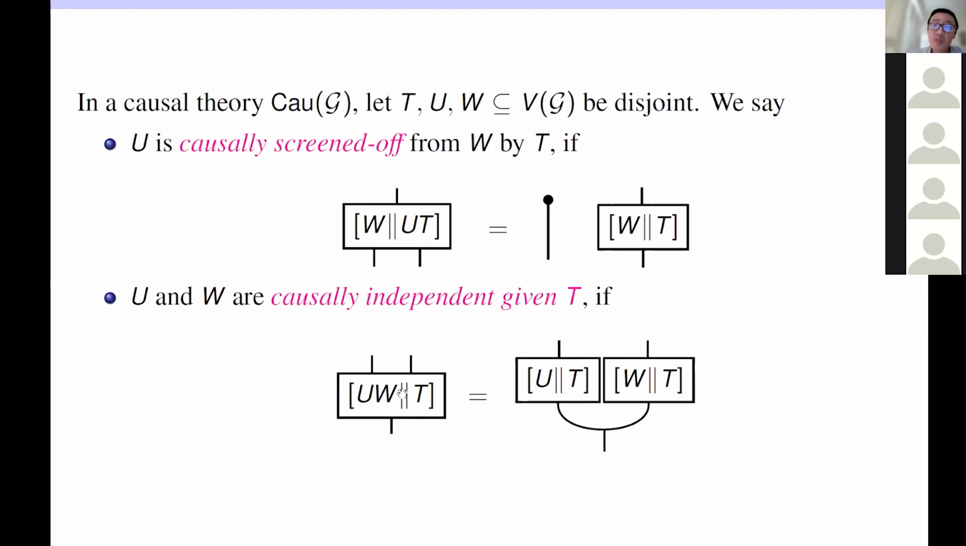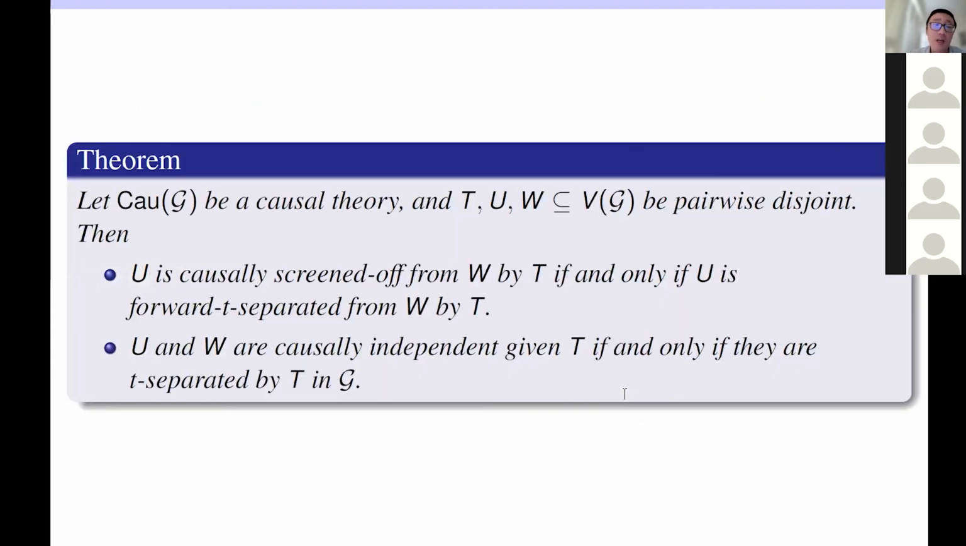And by this, we just mean that given T, from T to UW, this process can be factorized into two marginals. You may say, a product of the marginal from T to U and the marginal from T to W. So the joint effect can be factorized into two marginals. Okay, and then we can show that causally screened off actually corresponds to forward T separation, and conditional independence corresponds to T separation.